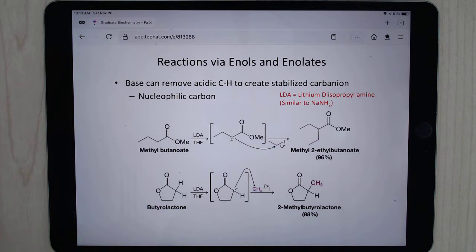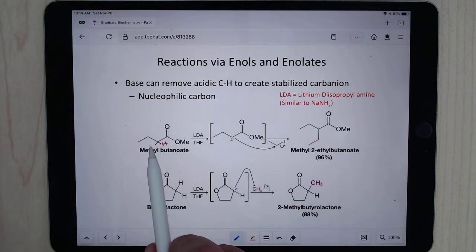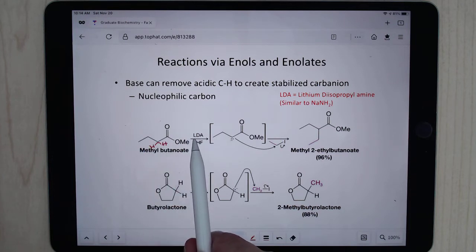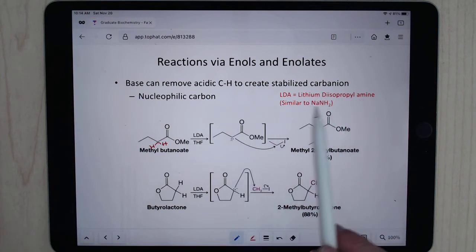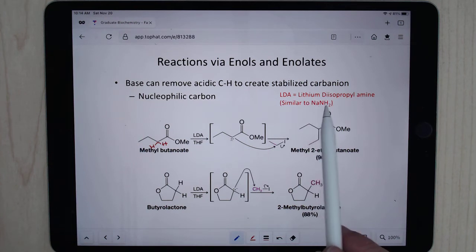Now, one of the things that we can do with this is, just like with any other acidic hydrogen, we can remove it with a base, right? So LDA is just lithium diisopropylamide. Okay, it's a really strong base. It works very similarly to sodium hydride or sodium amide here.